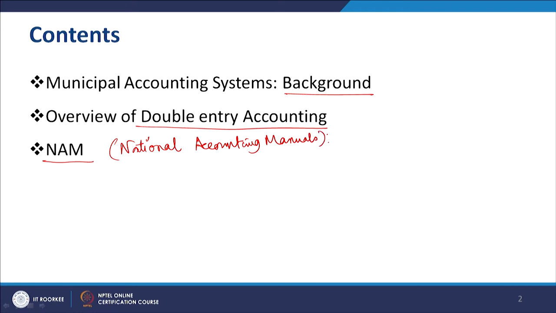As a background, I have already told you that during JNNURM, accounting reform was considered a mandatory reform in the municipalities, and it was given priority by the government of India and the state governments. The basic reason was that if it is done in a municipality, then financial transparency and accountability will be greater, and municipalities will be in a better position to assess their assets and liabilities, expenditures and income. It will bring transparency at all levels, and it will give a sound database in terms of accounting matters.